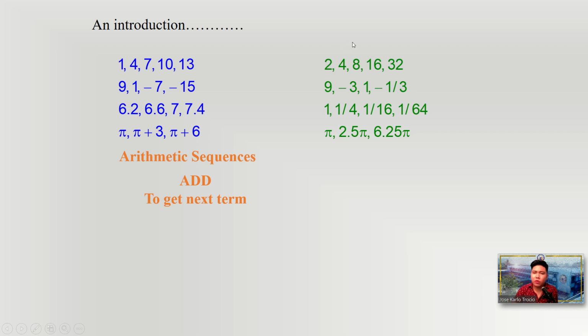Multiply it by 2 all the time. 2 times 2, 4. Times 2, 8. Times 2, 16. And so on. So later on, you will be able to find the common difference and the common ratio. Common difference is for the arithmetic sequence, and the common ratio is for the geometric sequences, multiplication.